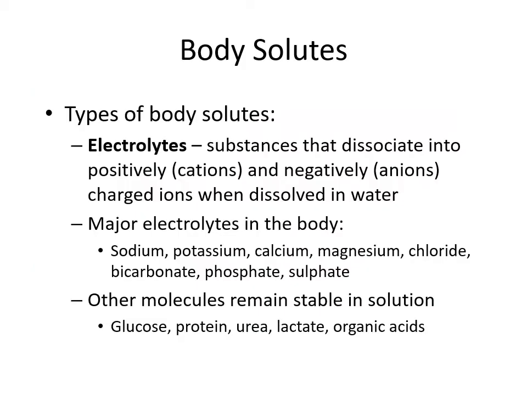Now looking at osmolality and solutes, which are the products dissolved in the blood. Looking at our different types, we do have electrolytes. These dissociate into our positive cations and our negative anions when dissolved in water. We have our major electrolytes in the body, including sodium, potassium, calcium, magnesium, chloride, bicarbonate, phosphate, and sulfate. And then other molecules that remain stable while in solution, including glucose, protein, urea, lactate, and organic acids.